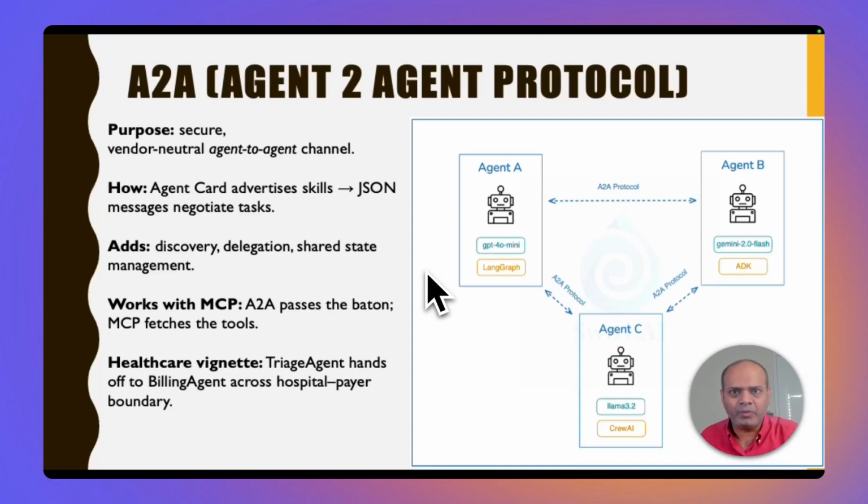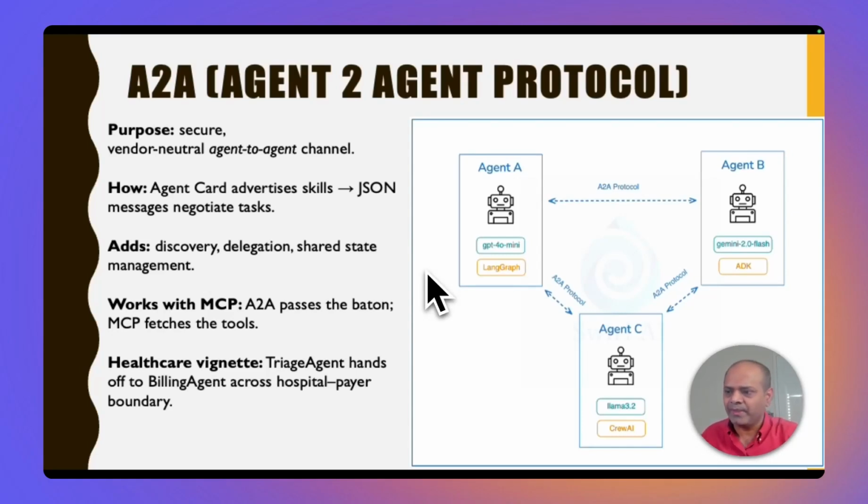Then came A2A, which was launched by Google. I believe that was March or April 2025. It matters now that you're creating agents that may span across multiple systems. This is the protocol for how you communicate with these different agents. It has a concept of an agent card, which advertises skills in JSON, and they negotiate the tasks. It handles discovery, delegation, and shared state management.